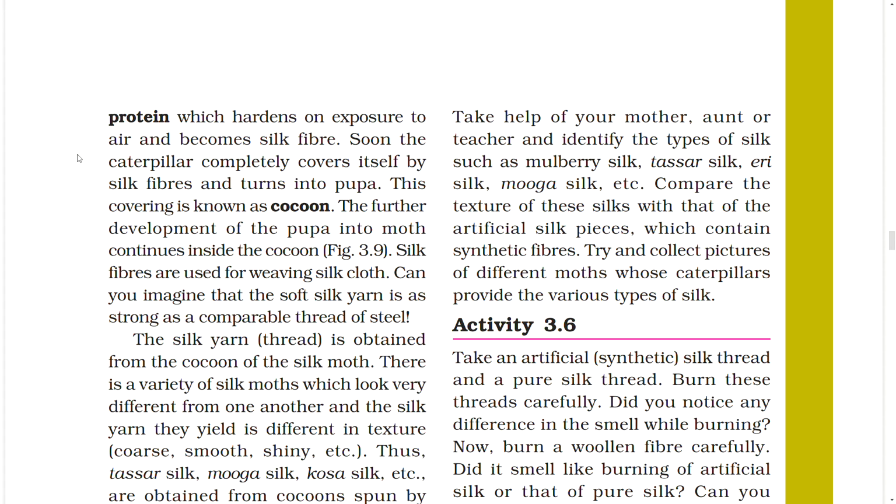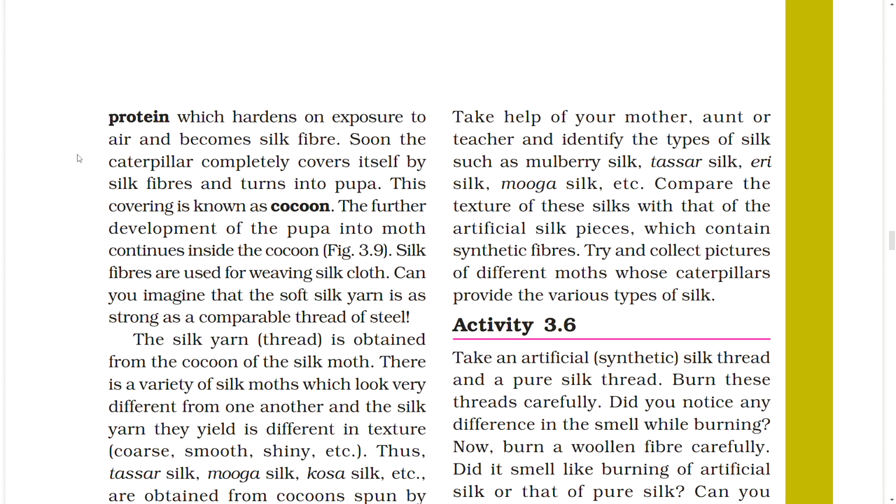The further development of the pupa into moth continues inside the cocoon. Figure. Silk fibers are used for weaving silk cloth. Can you imagine that the soft silk yarn is as strong as a comparable thread of steel? The silk yarn thread is obtained from the cocoon of the silk moth.